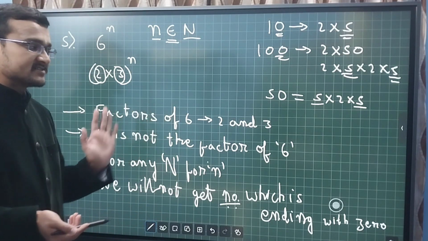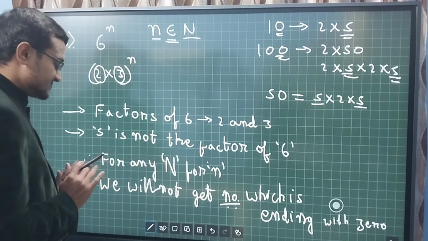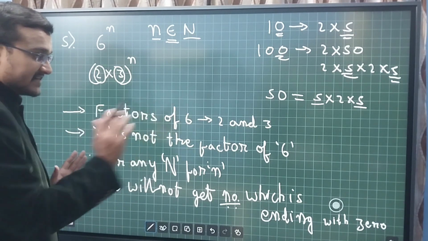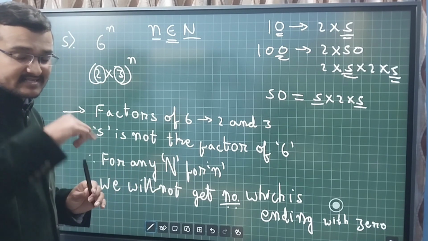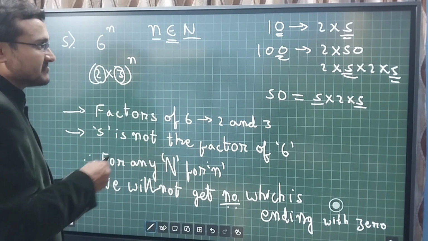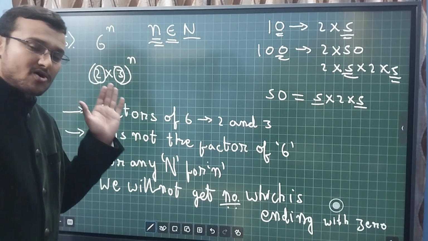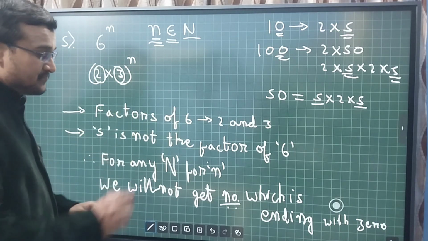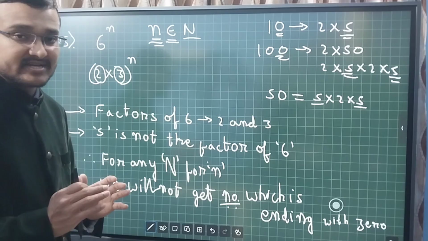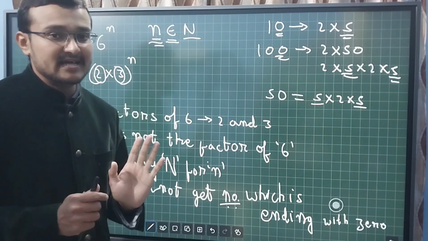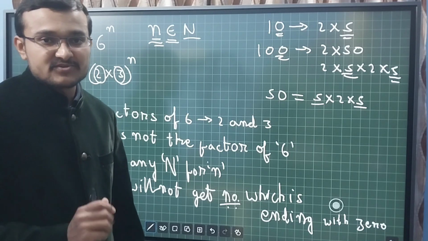So the first point is factors of 6 is 2 and 3. So that means 5 is not a factor of 6, and that's why, for any natural number n, that is capital N, if you substitute all the natural numbers in small n and go on seeing the numbers, you will not get a number which is ending with 0. So that means the numbers which we get when we substitute natural numbers in the place of small n will never end with 0. So that is the answer for this question.